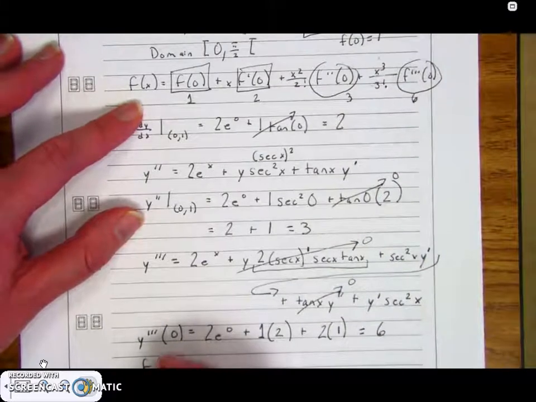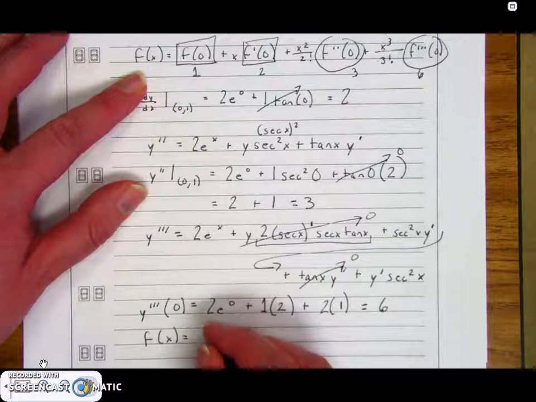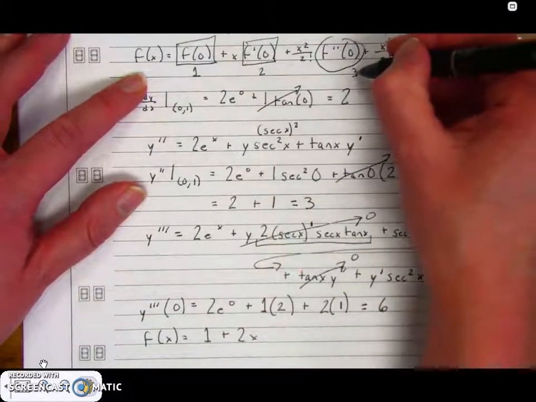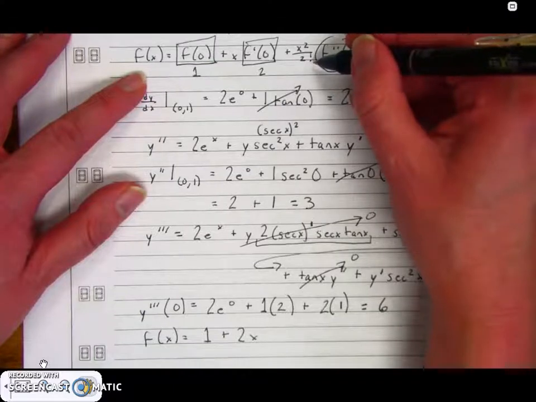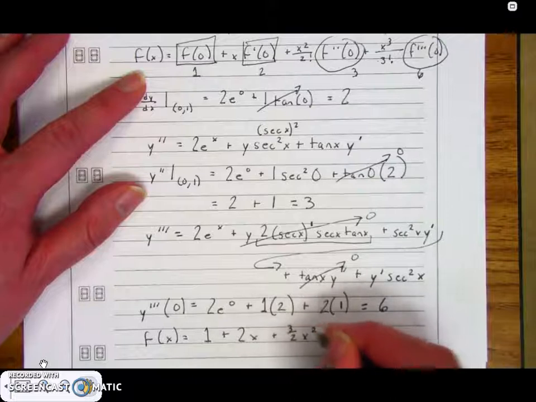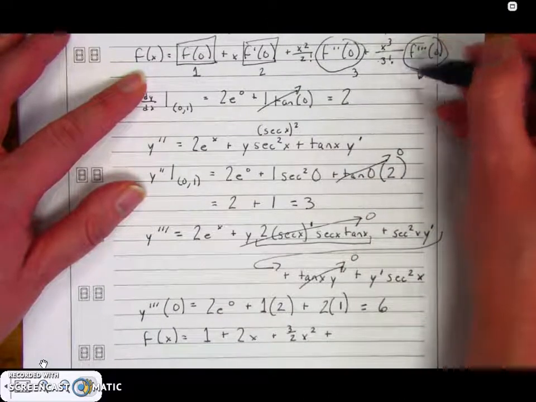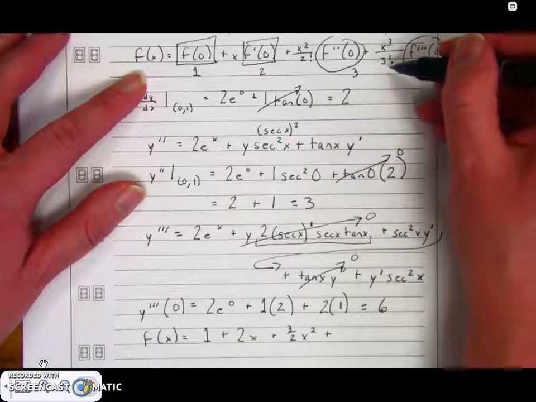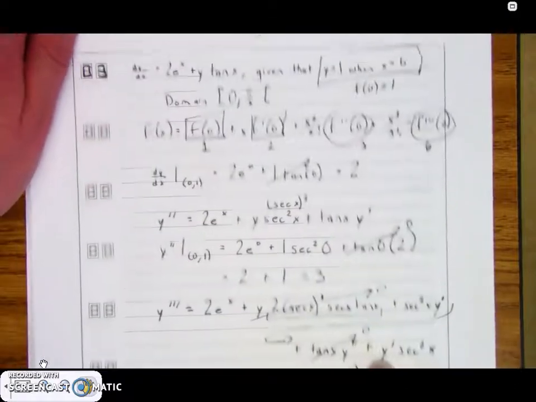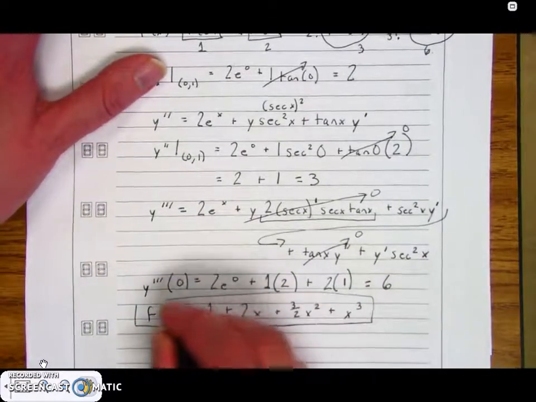Okay, so I'm going to write f of x equals, and f of 0 is 1, plus 2x. This is 3. 2 factorial is 2, so I just have 3 halves x squared, plus this is 6 over 3 factorial, which is 6, so 6 over 6, so that's just 1 x cubed. Now, let's see how they said it, just find it that far, so that is the whole thing. Really, it's plus dot dot dot.